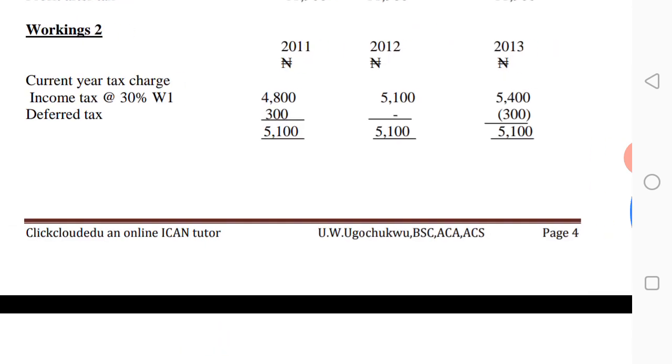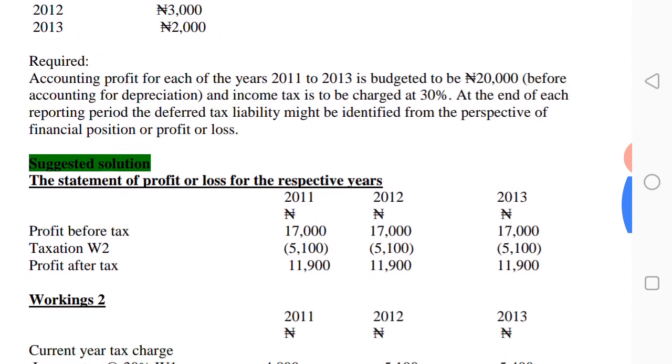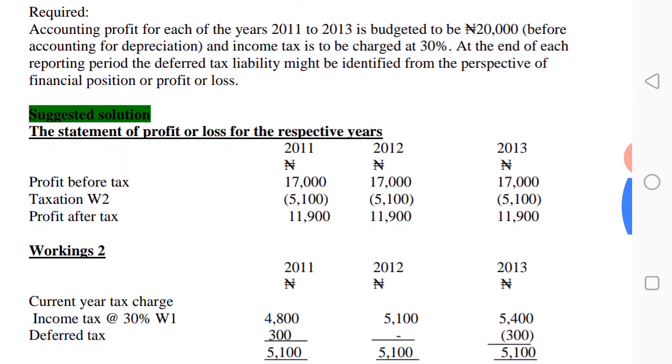So for 2013 we have 5,400, then minus 300, which is you will credit our profit or loss with 300 for the tax assets. Another asset is an income, which will reduce our current year provision. So that's why we have 5,100. So this is our tax that will be charged. So then our profit after tax is now 11,900.